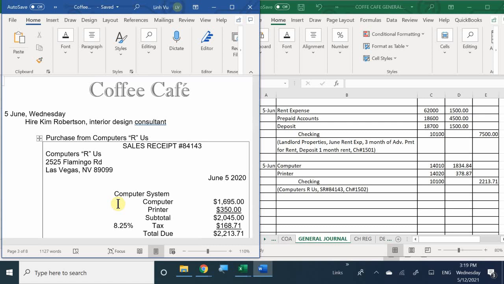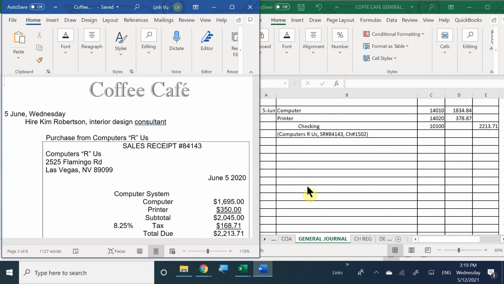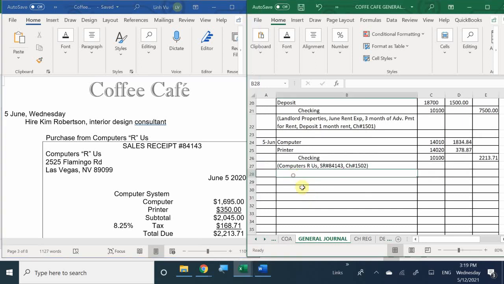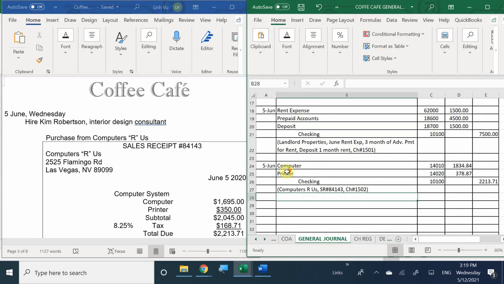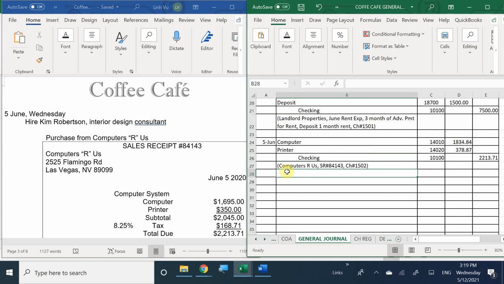Looking at this, I would, because first of all, I look at rent expense, prepaid accounts, and deposit. Looking at the amounts, I can tell that I prepaid for the 3 months. I paid a $1,500 deposit and $1,500 for the rent. I wrote a check for $1,501, which will give me my total. And I know I wrote it for landlord properties, starting with June rent expense for 5 June. Perfect.